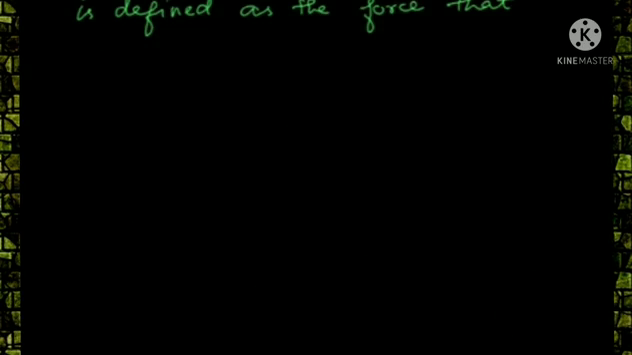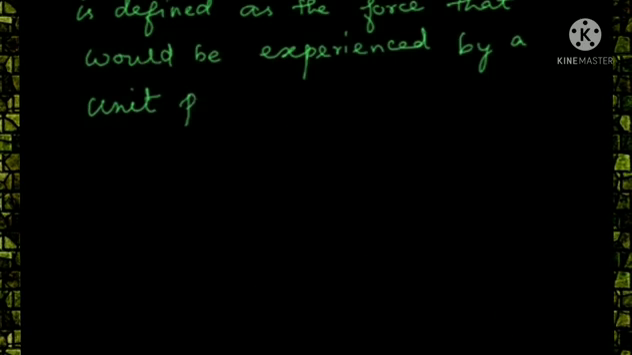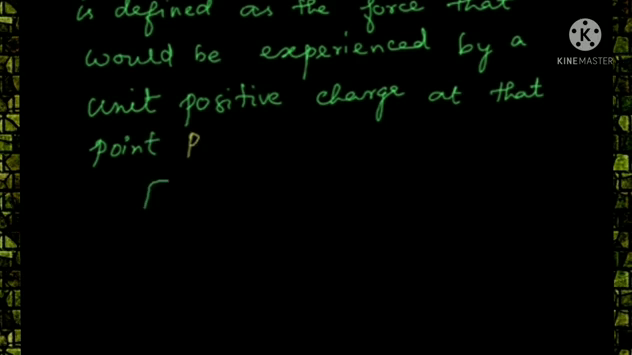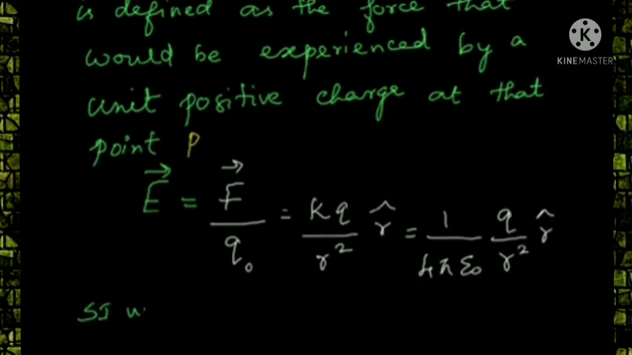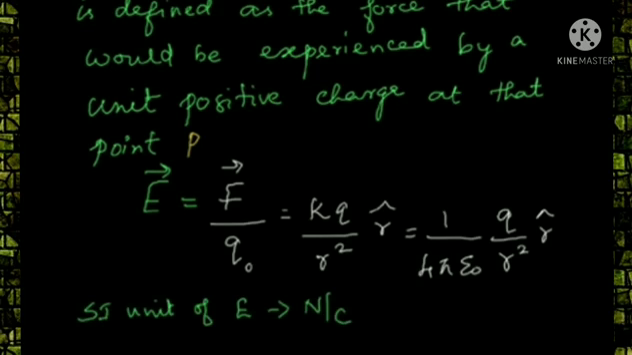Here the test charge is nothing but a unit positive charge, and I'm going to place it at that point. The force experienced by this unit positive charge at that point is called the electric field. How I'm going to express it in the form of an expression is given by F upon Q naught. Here F is the electric force, that is the electrostatic force. I'm going to fetch the expression from Coulomb's law.